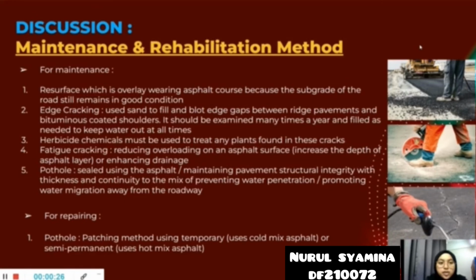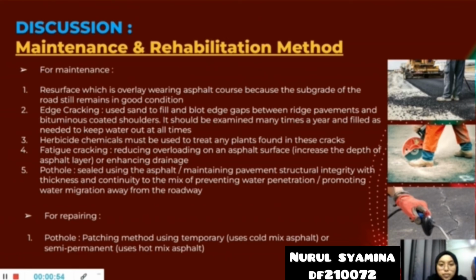Now I'm going to present the discussion about maintenance and rehabilitation methods. For our group, for the maintenance, one of the methods that can be used for our pavement is to resurface the pavement, which is to overlay the wearing asphalt course, because the subgrade of our road still remains in good condition. Next, for the edge cracking, we can use sand to fill and blot the edge gaps between the ridge pavement and bituminous coated shoulder.